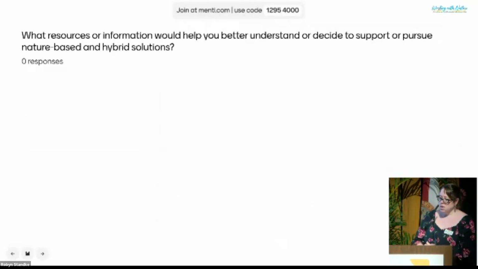Okay, so I have two final questions that are fairly related. This is to help us understand, again, what it is that people need to understand or assess these options in a more robust way. So what resources or information would help you better understand or decide to support or pursue nature-based and hybrid solutions?